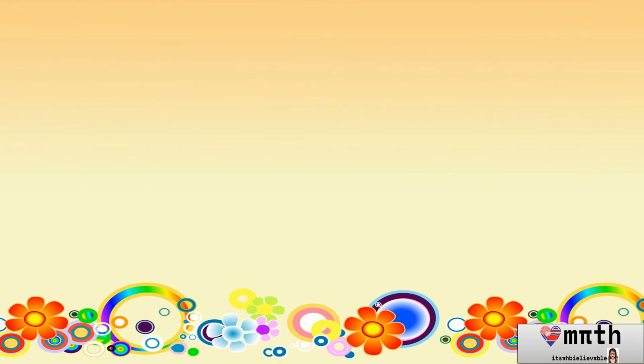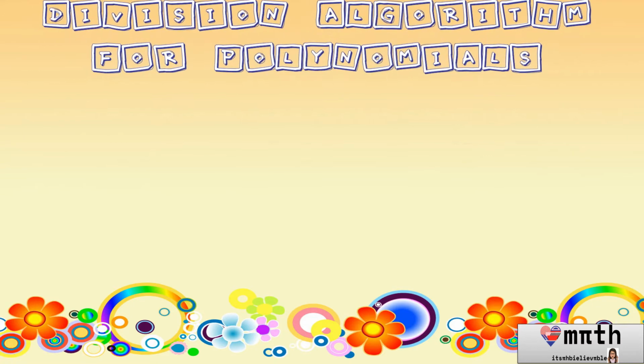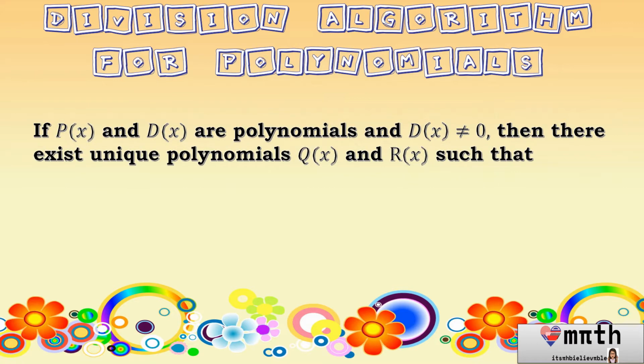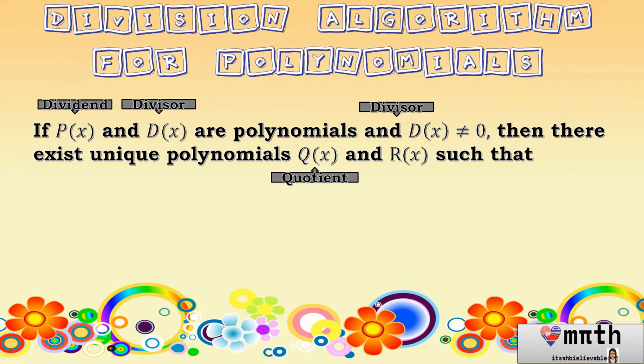In the division of polynomials, this is the division algorithm. If p of x and d of x are polynomials, and d of x is not equal to 0, then there exist unique polynomials q of x and r of x. Remember that p of x is our dividend, d of x is our divisor, q of x is our quotient, r of x is our remainder.